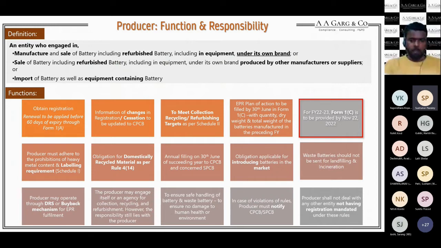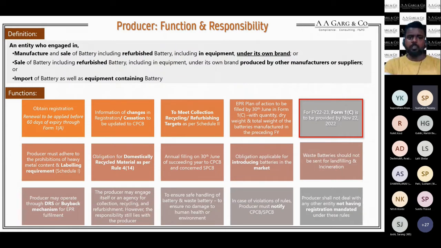And if in the handling of this battery and waste battery there is any damage or any violation happening, the producer needs to notify the CPCB or SPCB, whether it is caused by the producer or by any entity involved in the handling of the waste battery or battery. Then the producer shall not deal with any other entity not having the registration as mandated under these rules. So that is also very clear.